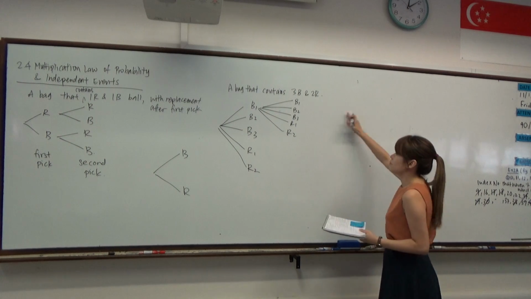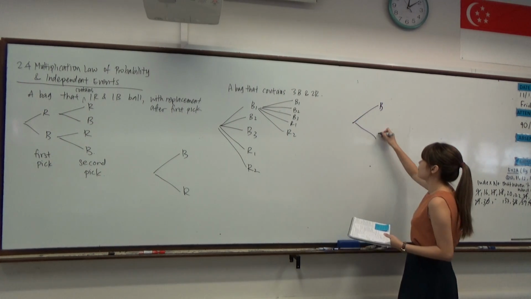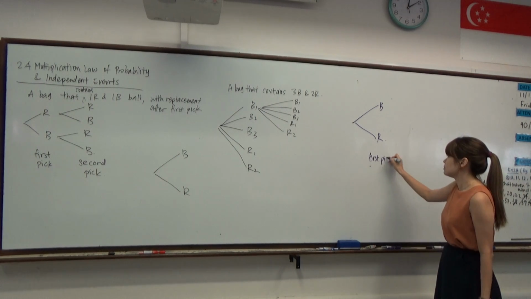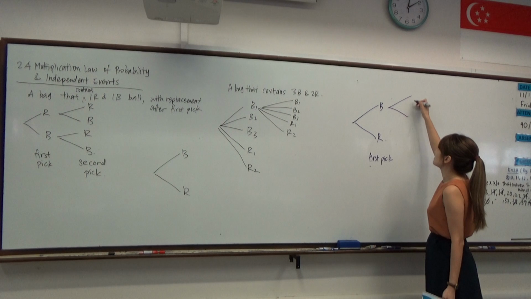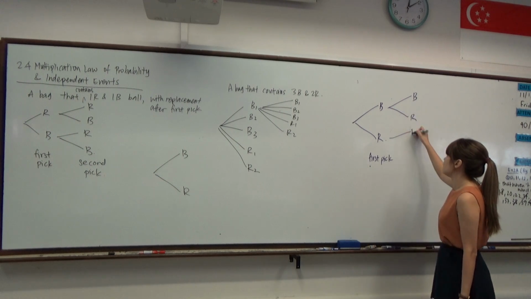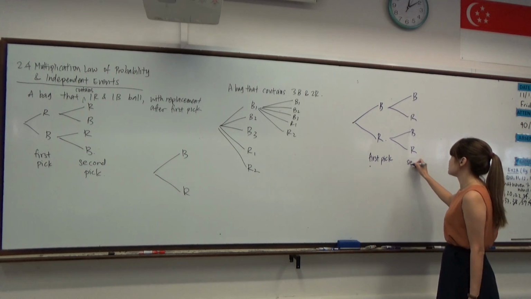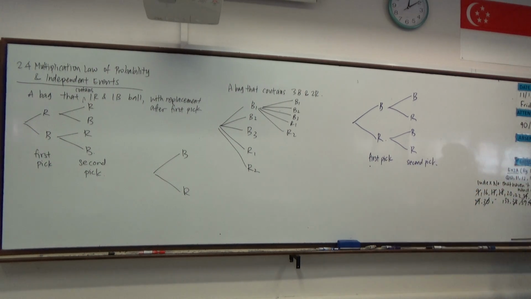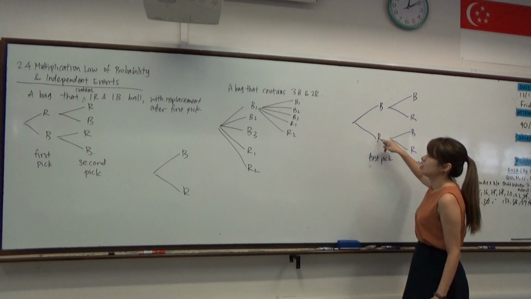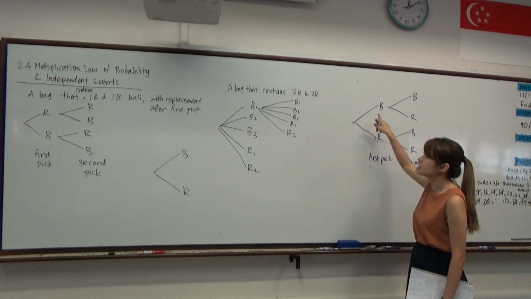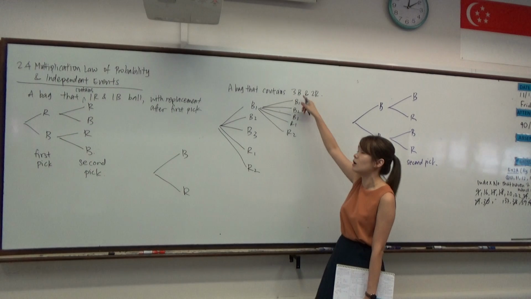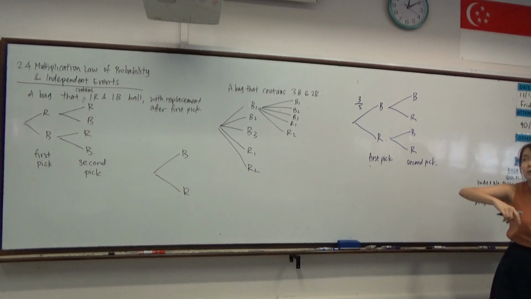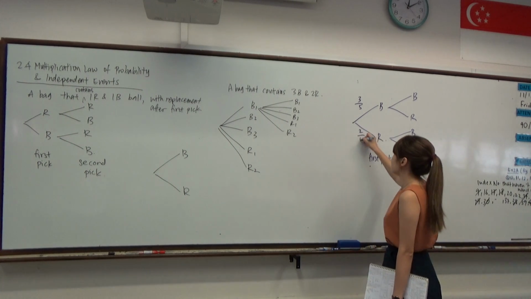Okay, so the simpler way would be, we still do blue and red. So this is the first pick. And then after that, second pick, blue and red as well. However, we will label the probabilities on the branches itself. So for instance, in this case, first pick, the probability of getting the blue ball will be 3 out of 5. And then the probability of getting the red ball will actually be 2 out of 5.